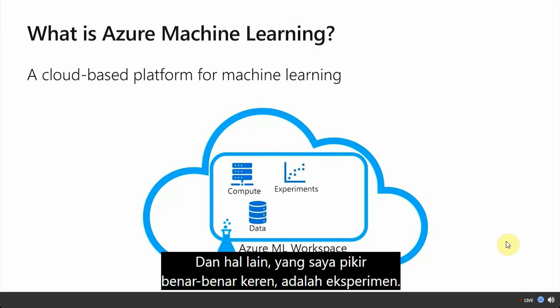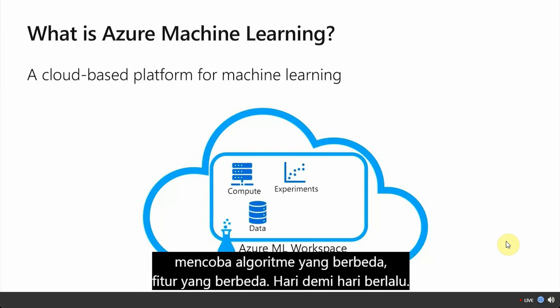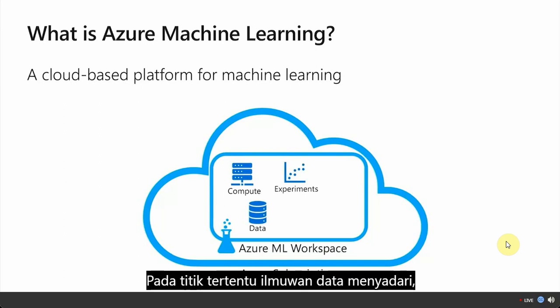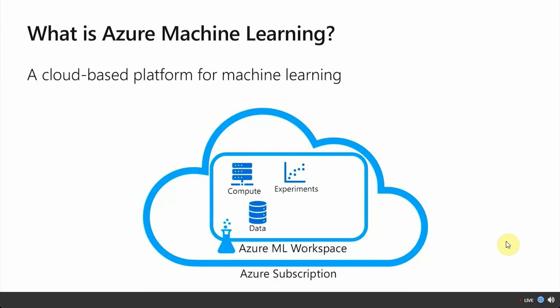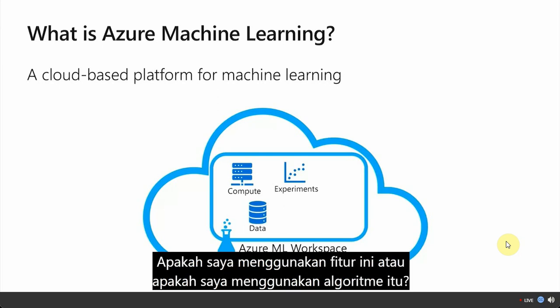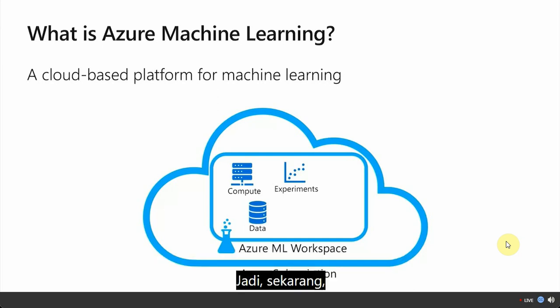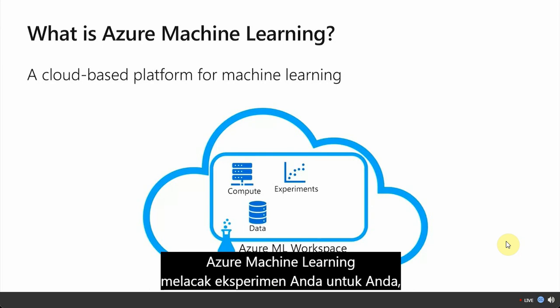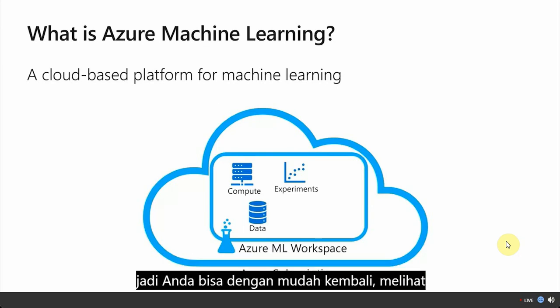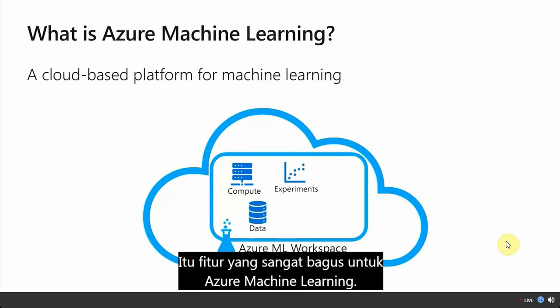And another thing, which I think is absolutely fantastic, is experiments. So in the old days, the data scientist would be behind his laptop and just trying out things, trying different algorithms, trying different features. Days go by, and at some point, the data scientist realizes, 2 days ago, I had the best result. Oh man, but what did I use again? Did I use this feature? Or did I use that algorithm? Where's my documentation? Oh wait, I didn't write any documentation. Yeah. So, now, Azure Machine Learning tracks your experiments for you. So you can just easily go back in time and see when you got the best results or when you got completely different results. So that's a really great feature for Azure Machine Learning.